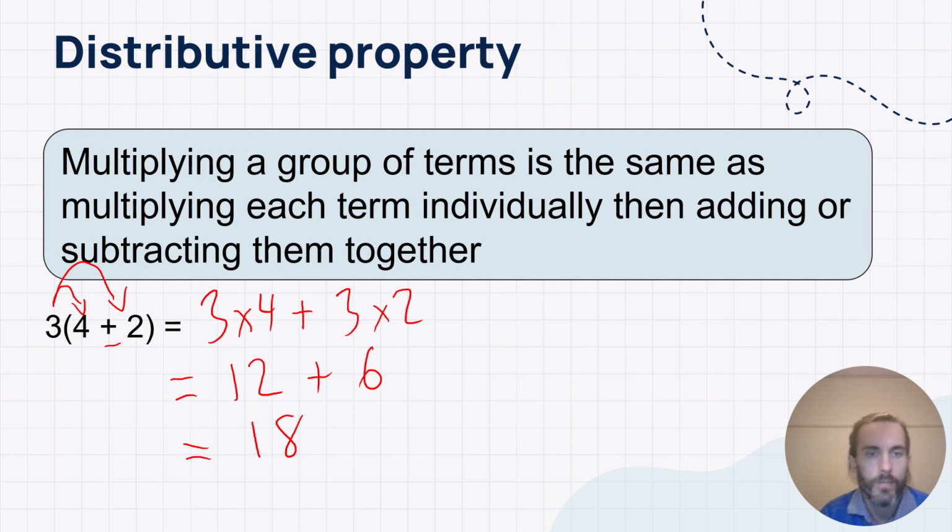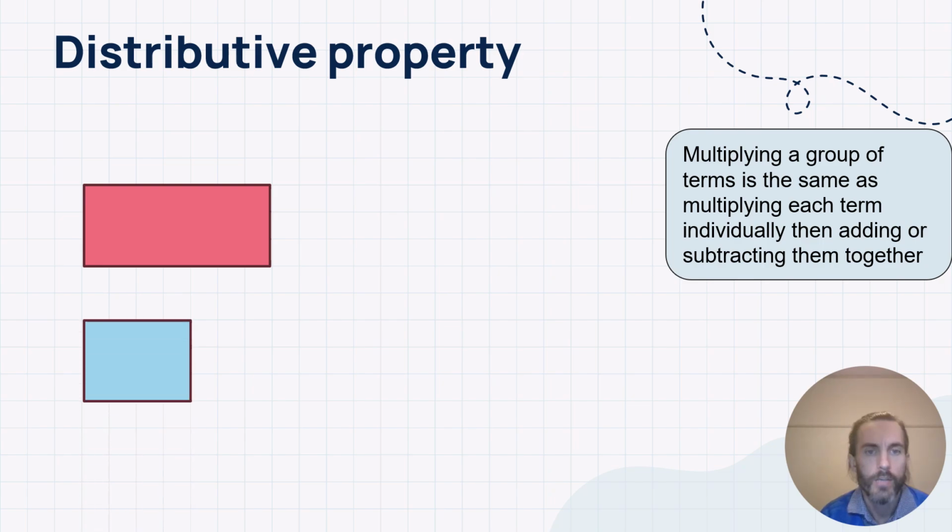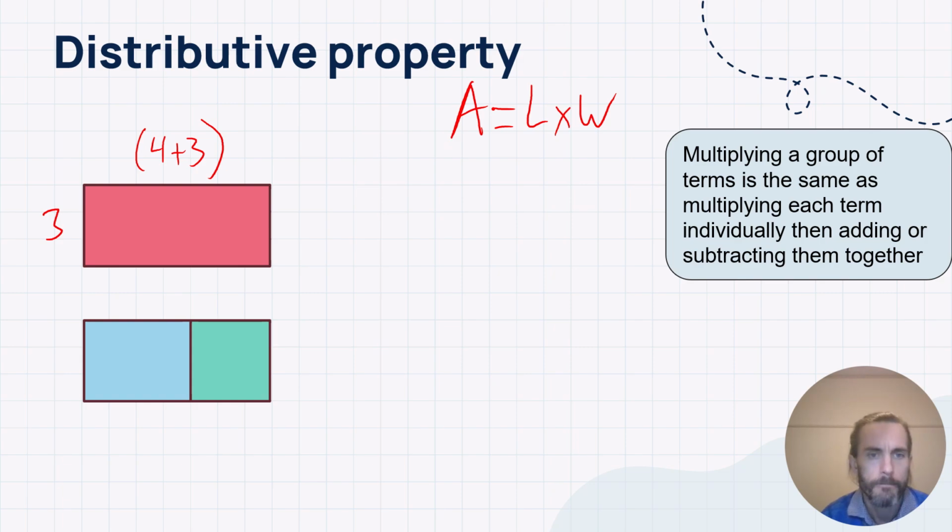Now, was this just some special example that I chose, or does this work all the time, no matter what the numbers are? Let's have a look. Let's say we've got these 3 rectangles, and I hope you remember your area formula. Area equals length times width. And you can see these both have the same area, right? Now let's say the top one, the length is 3, and the width is 4 plus 3, 7, right?